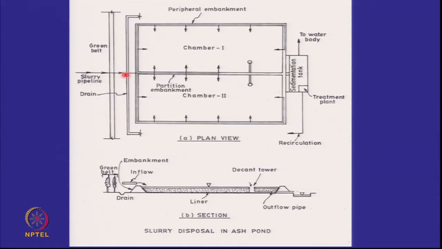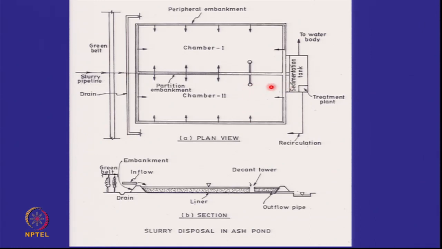Once the slurry pipeline comes in, if I start depositing it here, it is entirely possible that the material will accumulate here and not accumulate all over the place. So you see, this is called a Garland arrangement. Your slurry pipeline has many points for inflow. It's all along the perimeter. However, it cannot be very close to the decant tower.